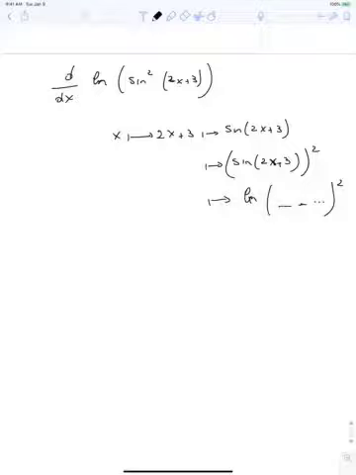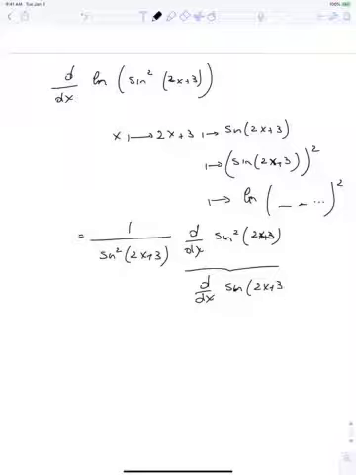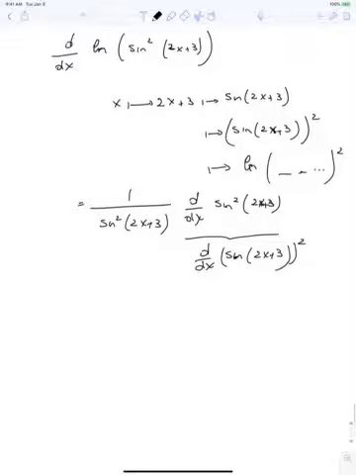Okay, so we have to do it step by step and do it a couple of times at least. So the outer function is the log. So we're going to take 1 divided by the sine square of 2x plus 3, and then we're left with the derivative of the sine square of 2x plus 3, which is equivalent to writing d/dx of sine of 2x plus 3 all squared. This is just a different notation.